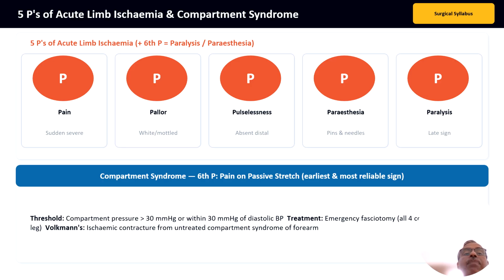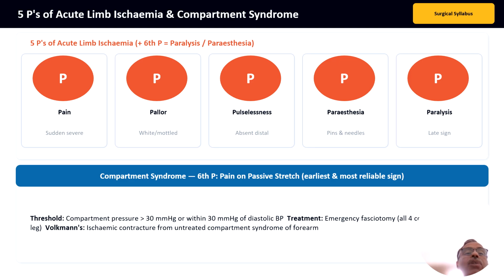Compartment syndrome. In compartment syndrome, you can add another, sixth P, specifically seen in the setting of acute limb ischemia. Compartment syndrome can develop, and then you can add a sixth P, that is pain on passive stretch, which is the earliest and the most reliable sign of compartment syndrome in the setting of acute limb ischemia. Pain on passive stretching of the limb is classically an early sign of compartment syndrome. When the compartment pressure is more than 30 millimeters of mercury, or within 30 millimeters of mercury of diastolic BP, then compartment syndrome can develop.